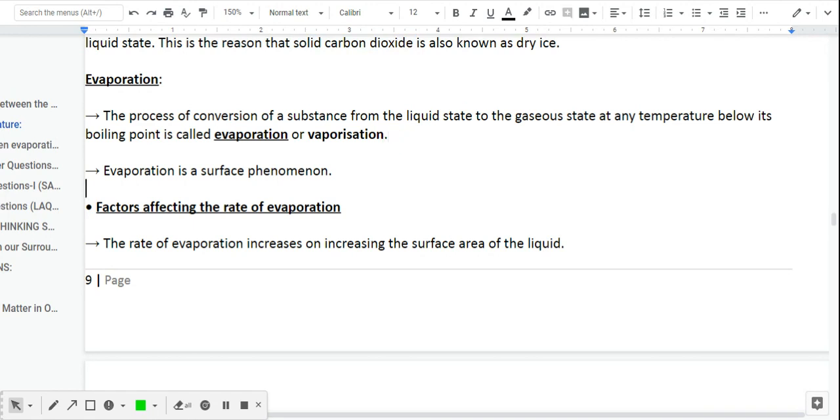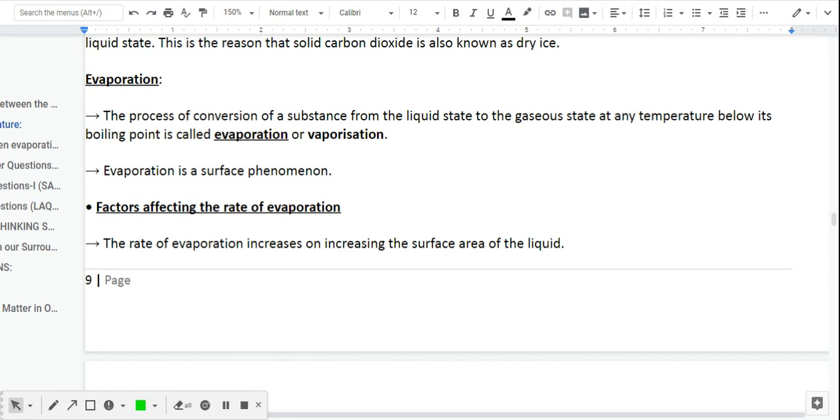So evaporation is basically a surface phenomena. Humne boiling mein kya padha tha? Boiling is a bulk phenomena and evaporation is a surface phenomena. What do you mean by surface phenomenon? In case of boiling, we have discussed about that water pura ka pura boil hota hai.